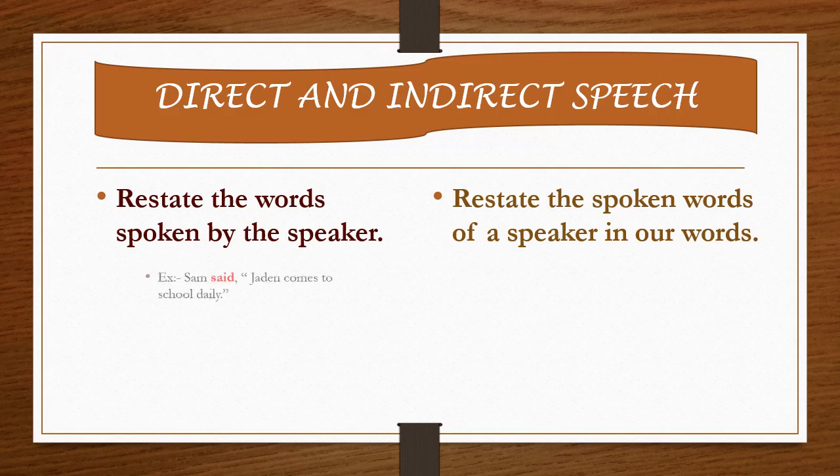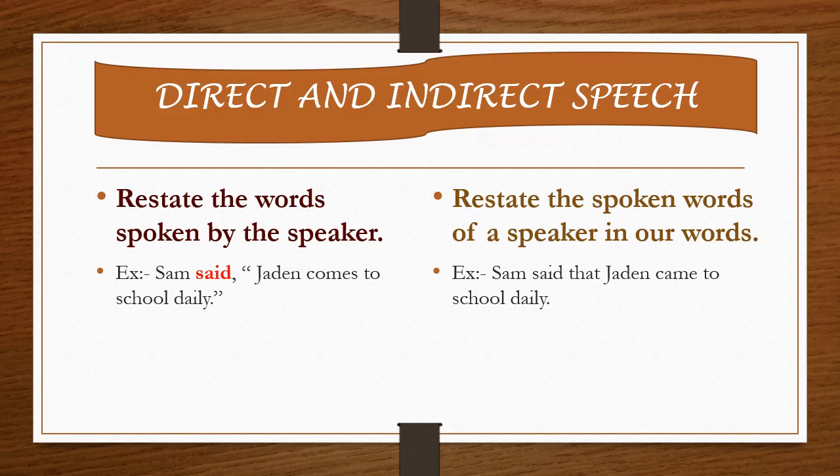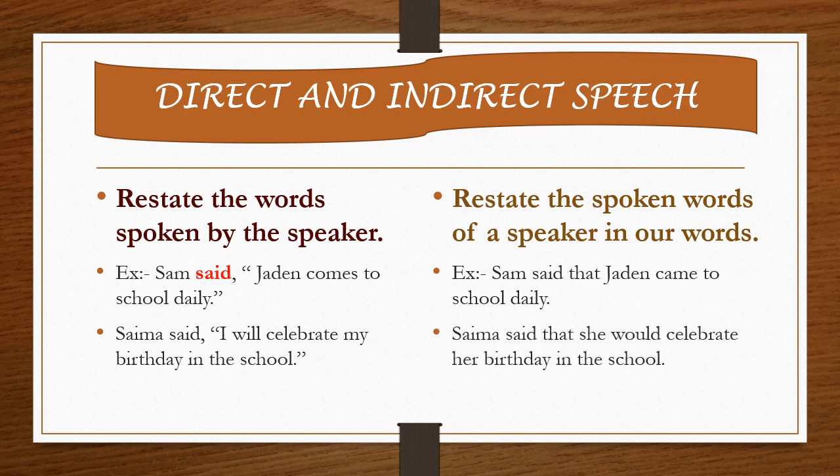Let us learn with an example. Sam said, "Jaden comes to school daily." The same example we are using here. In indirect speech, it becomes: Sam said that Jaden came to school daily. Here you can see that comes has changed to came, that is present tense to past tense. Now in the next example, Saima said, "I will celebrate my birthday in the school." The same thing in indirect speech will become: Saima said that she would celebrate her birthday in the school.